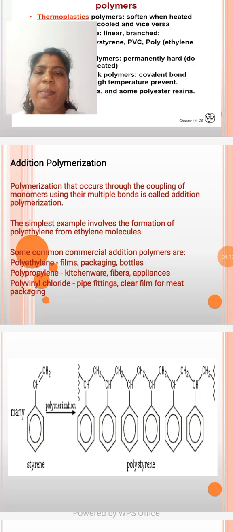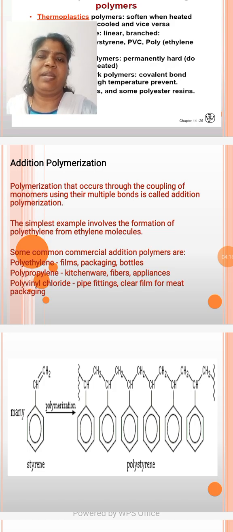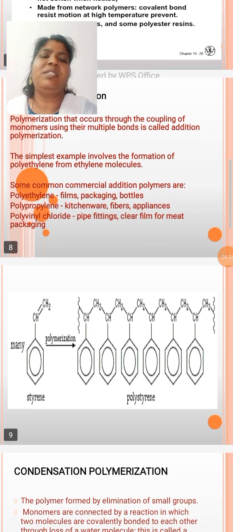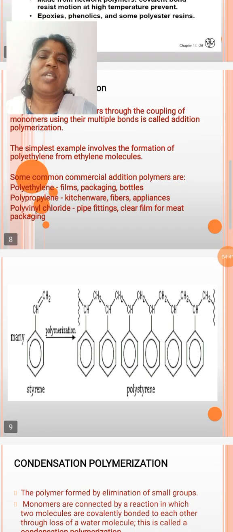Now we can see the mechanisms by which polymers are prepared. First we take addition polymerization. Here the monomers couple without any elimination of small molecules; it involves only the use of multiple bonds, and the bond will shift. That takes place in addition polymerization. There won't be any elimination of groups. Examples: polyethylene, which is obtained from the ethylene molecule, styrene, which gives polystyrene, and polyvinyl chloride are obtained by this mechanism.